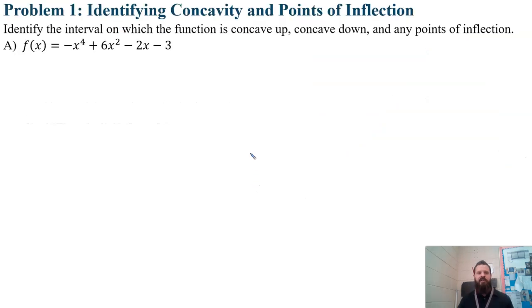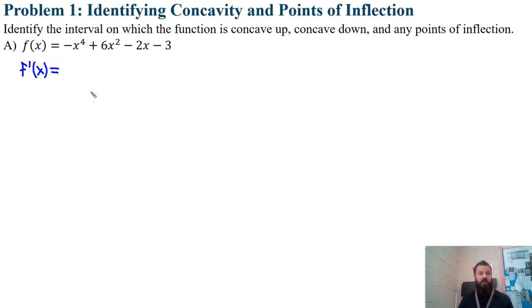All right, so let's go ahead and start identifying concavity and points of inflection. Problem 1, identify the intervals on which the function is concave up, concave down, and any points of inflection. Part A, we have our function, just a polynomial. And for concavity and points of inflection, we want to look at the second derivative. So we'll go ahead and find f prime of x first.